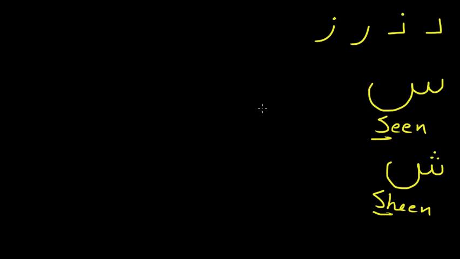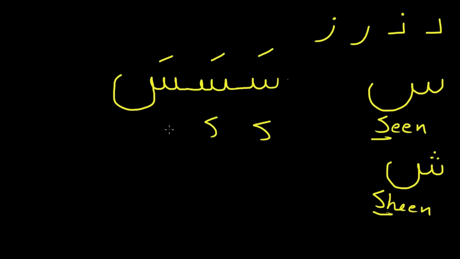Trying to think of an example. If it's in the middle, okay, so let's put three of them together. If it's at the beginning, it'll look like that. If it's in the middle, it'll look like that, just with those teeth. And if it's at the end, it'll look like that. So if we put those A marks above it, it's like three S's. So sa, sa, sa. You could change this to a sheen if you just put the three dots above it. So, sha, sha, sha.